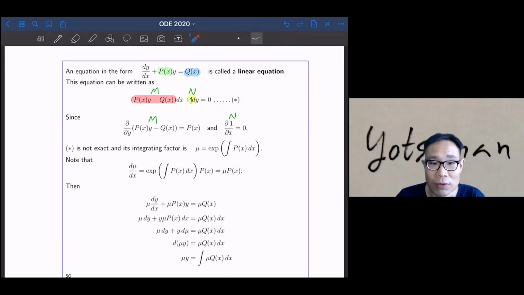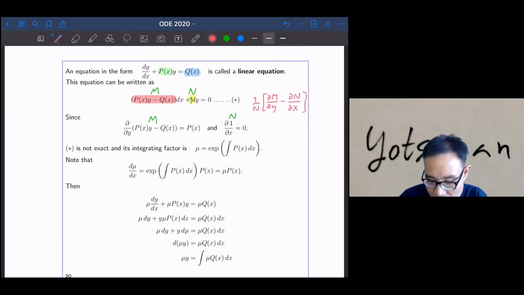Okay, so the thing that you have here is going to be a non-exact equation, so we must find the integrating factor mu. Where will mu be coming from? You're going to have 1 over N. Okay, so let's do the computation. 1 over N times (dM/dy minus dN/dx). You're going to see pretty clearly that this turned out to be just p(x), because dN/dx turned out to be equal to 0 and 1 over N is equal to 1 in this case. So everything turned out to be just dM/dy, which is your p(x).